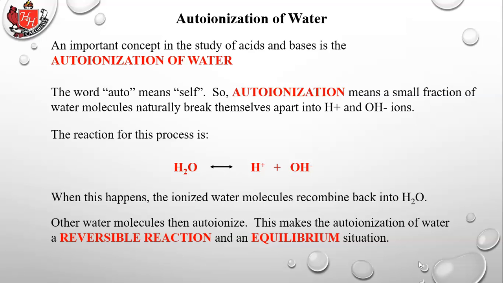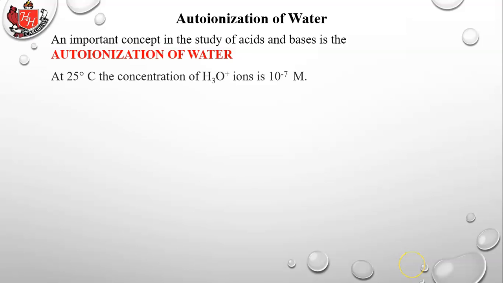This makes the autoionization of water a reversible reaction and an equilibrium situation. And if it's an equilibrium situation, you know what that means. That means you can write a law of mass action for this reaction. So at 25 degrees, the concentration of H3O+ ions is about 10 to the negative 7th molar. That means 10 to the negative 7th moles per liter. And a liter of water is about 55.5 moles. So you have 10 to the minus 7th, that's 1/10 millionth of a mole compared to 55 moles of water. So it's a very, very small amount in pure water.